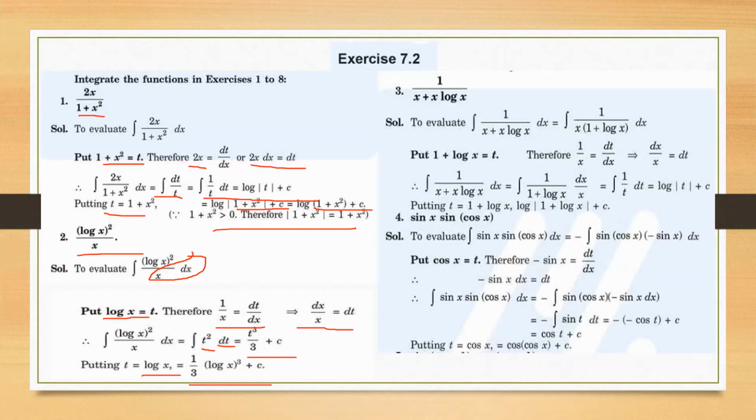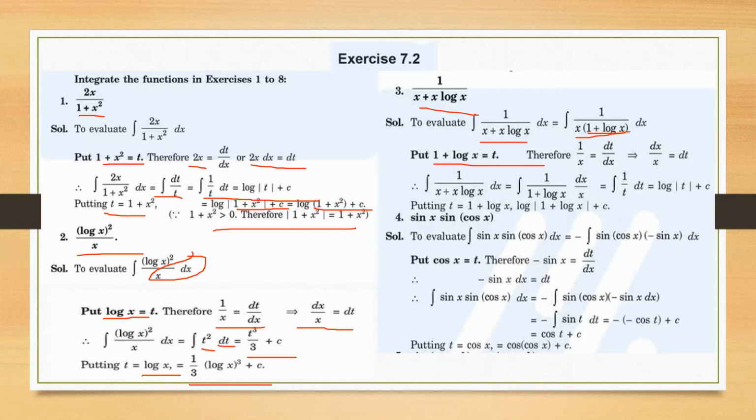See number 3, 1 upon x plus x log x. Firstly, don't think of rationalizing it or doing anything else. This is a question where you have to apply your mind to take x common in the denominator. And now put 1 plus log x equal to t. Now you will ask how you will develop this sense of what should be substituted.